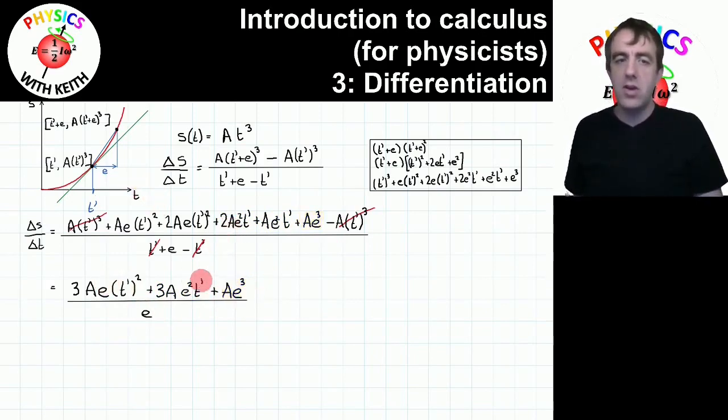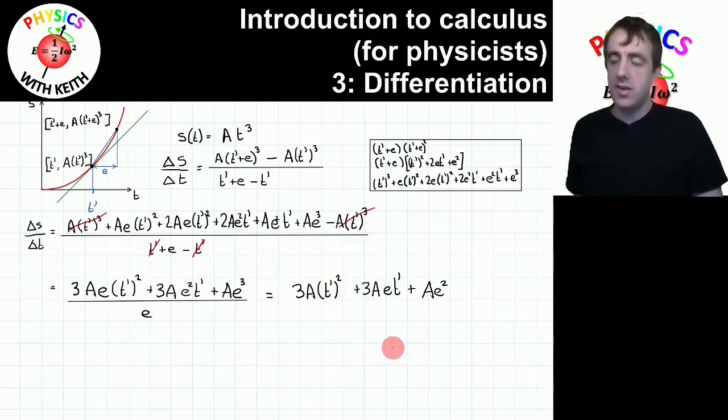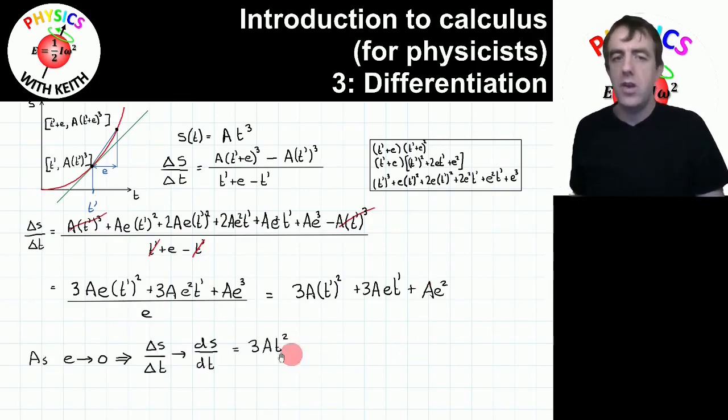Just as last time, we can divide through by e now because there's an e on each term, which gives us this expression here. And then remember, we are using the limit that e approaches 0, and we end up with this line at the bottom here. As e approaches 0, this term and this term disappear, and we're left with this term. And we can take any value of t. t prime could be any value, so I'll just leave that as t. s is a function of t.